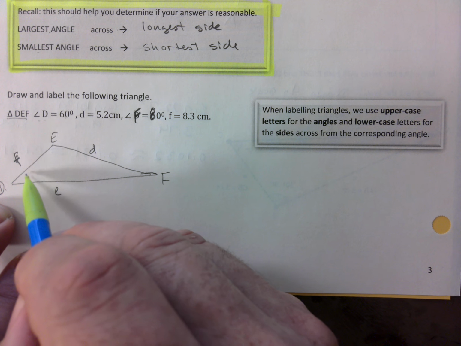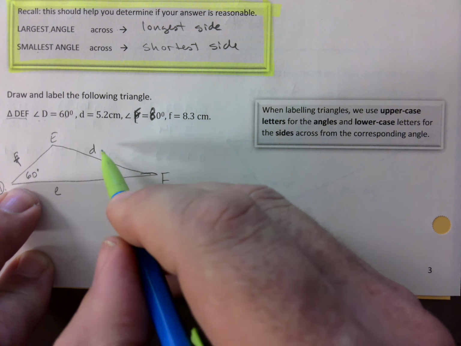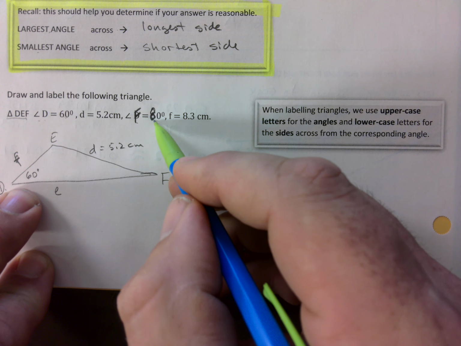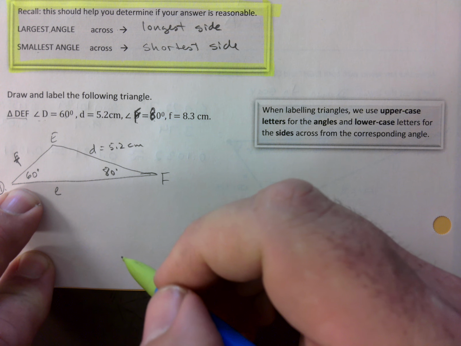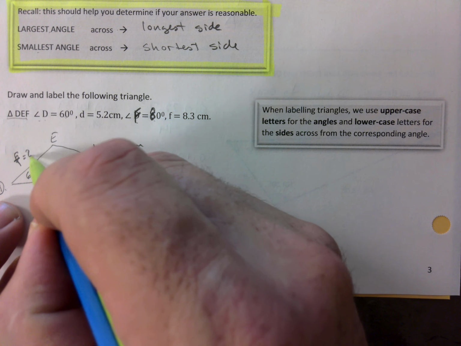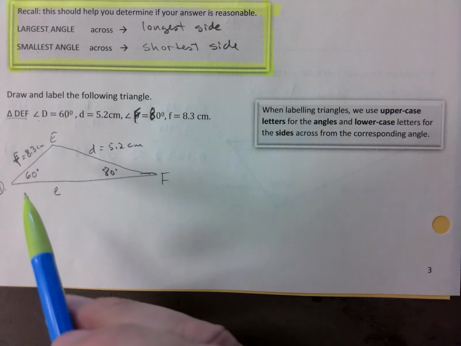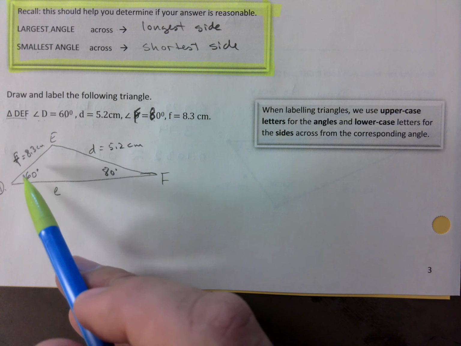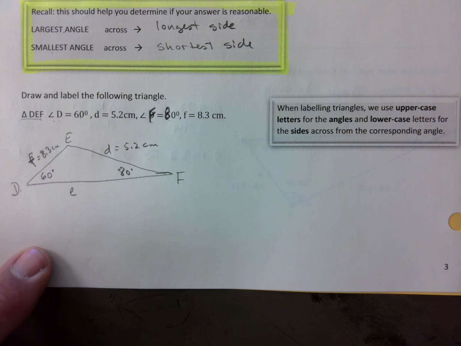So angle D is 60 degrees. Side d is 5.2 centimeters. Angle F is 80. And side f is 8.3. So we go over here. It's not drawn to scale, so don't worry about that. Technically, I should make this the longest side, correct? It is what it is. So that's what I would expect you to do.